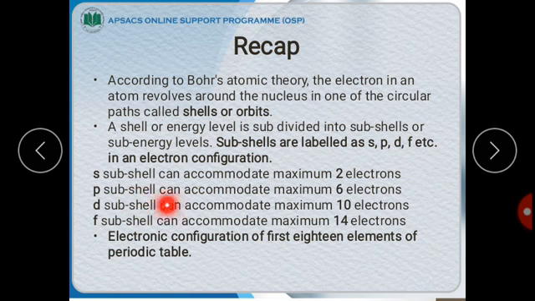Yes, s subshells can hold 2 electrons. p subshells can hold 6 electrons. d subshells can hold 10 and f subshells can hold 14 electrons. We also discussed the electronic configuration of the first 18 elements of the periodic table. My dear students, I have a video for you related to this topic. Hope it will help you to understand this topic in a better way.